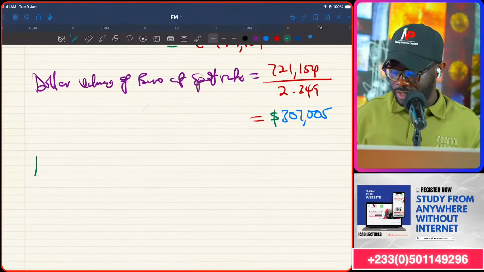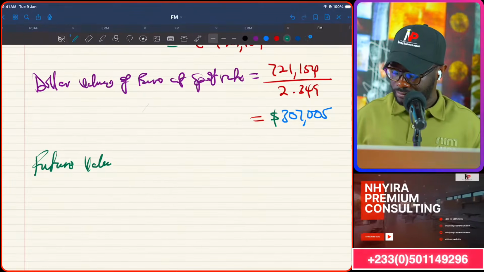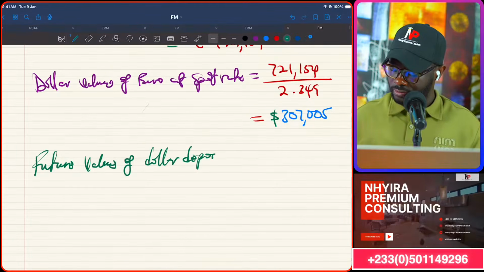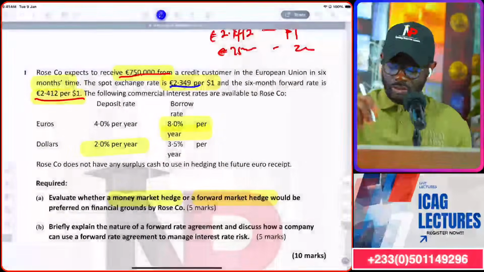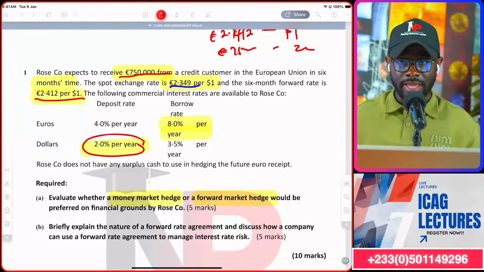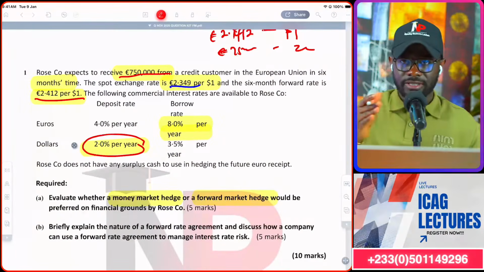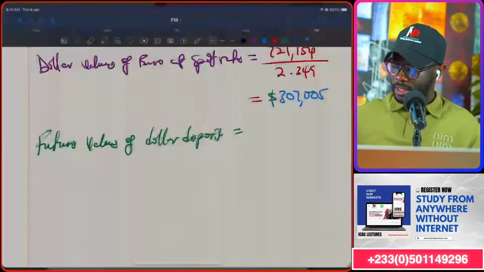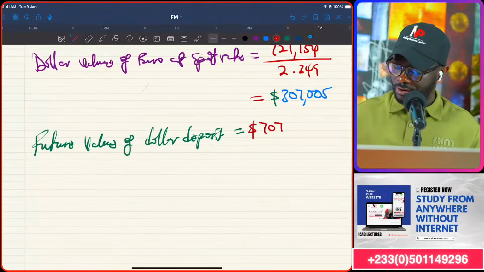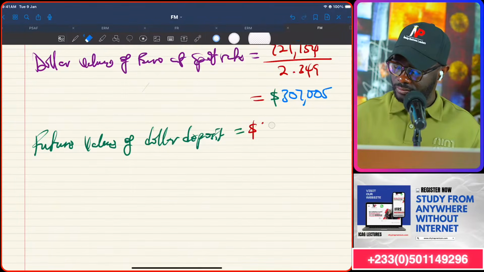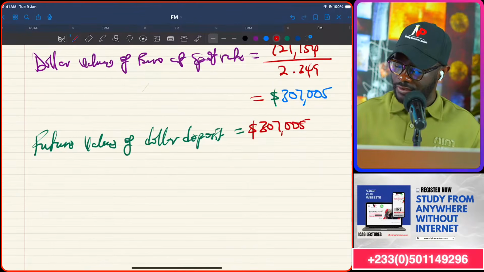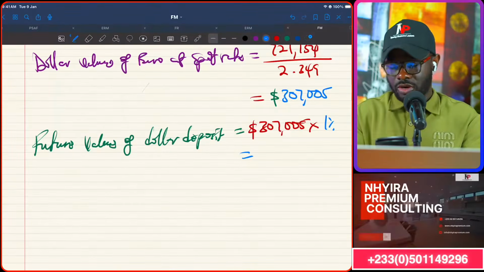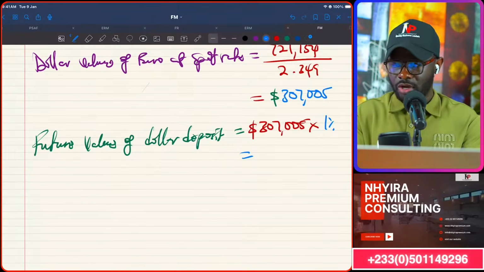So let's get a future value of the dollar deposit. So what is the interest rate when we deposit a dollar? It is 2% per year. But remember, we are working for 6 months. So the 6 months deposit rate will be 1%. So we are depositing 307,005 times 1%, because that will be the 6 months rate. So 307,005 times 0.01.